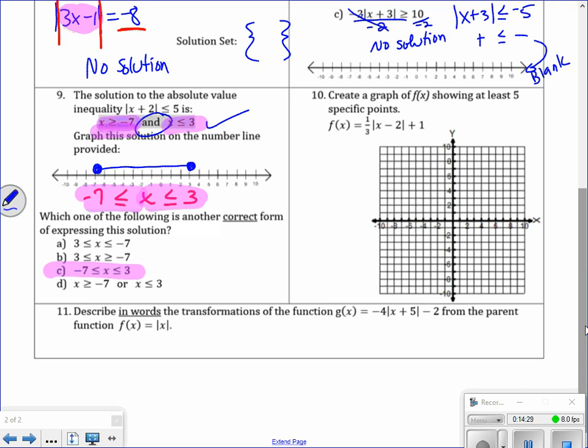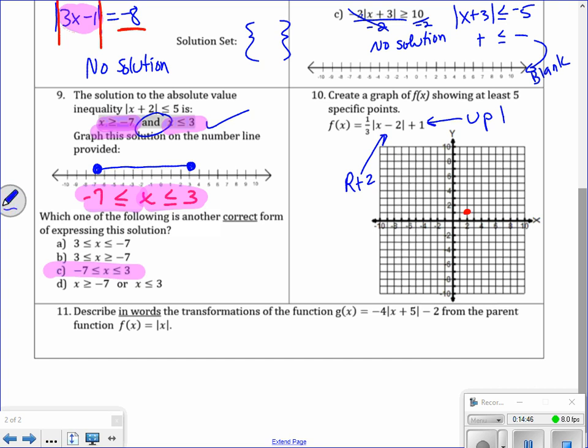All right, number 10. On number 10, we have to create a graph showing at least 5 specific points. So let me note my transformations here. This thing has been moved to the right 2. It has been moved up 1. So that's the most important thing because that tells me where to start. So right 2 and up 1, right there.